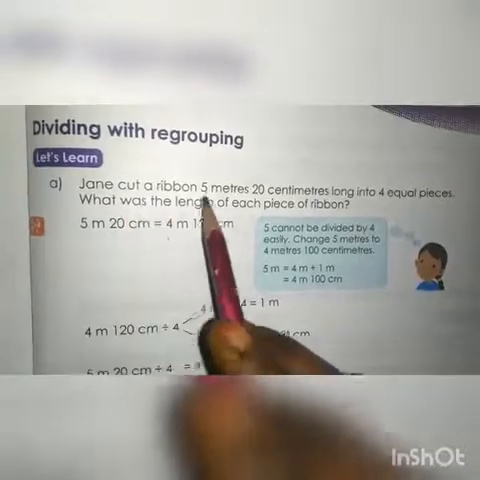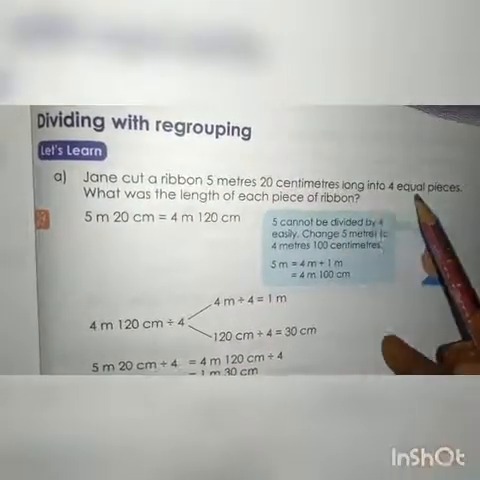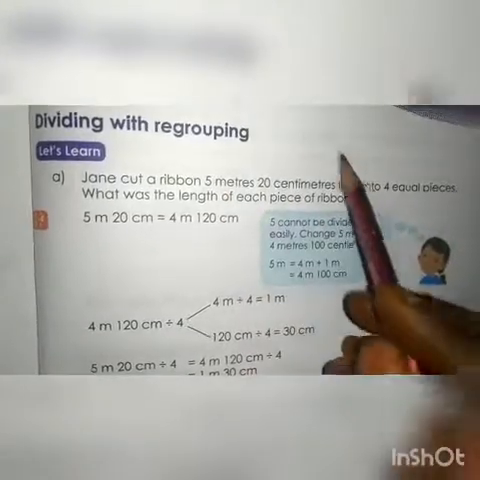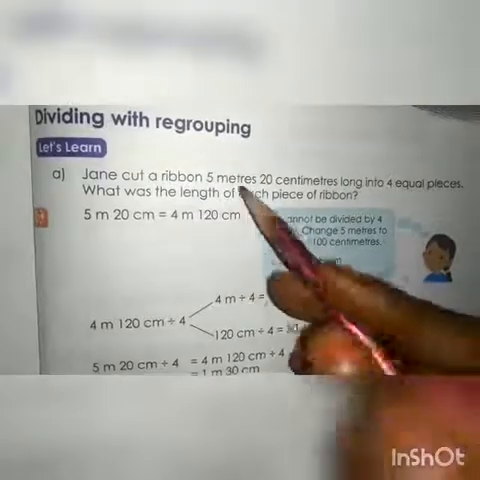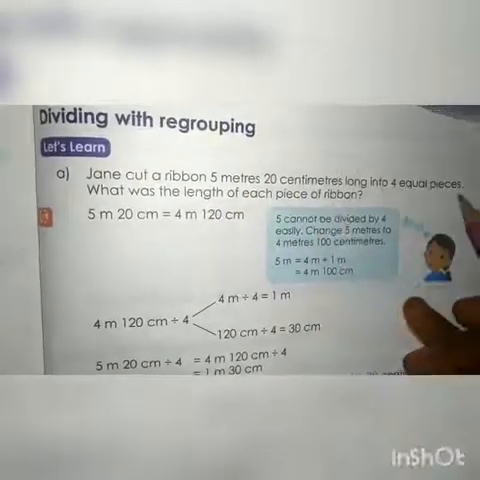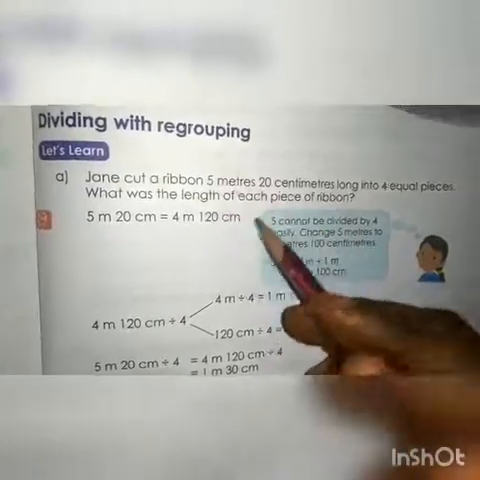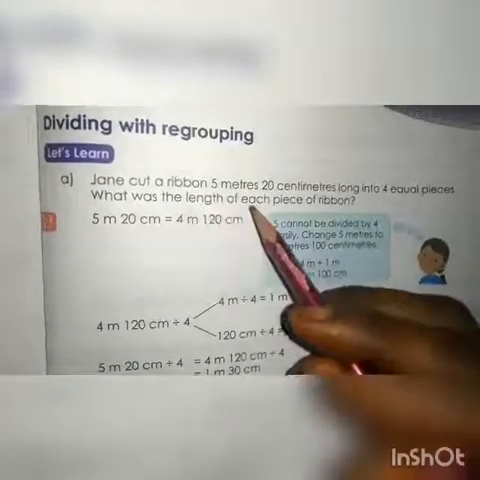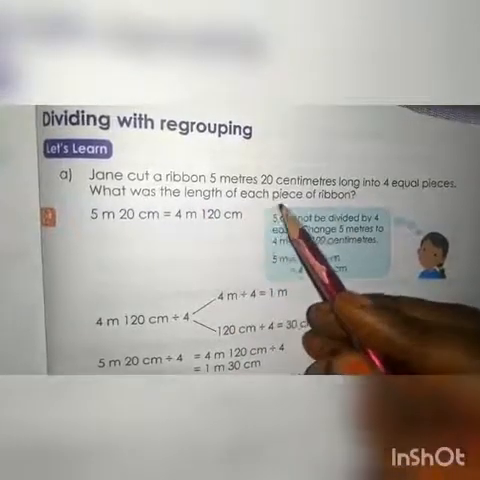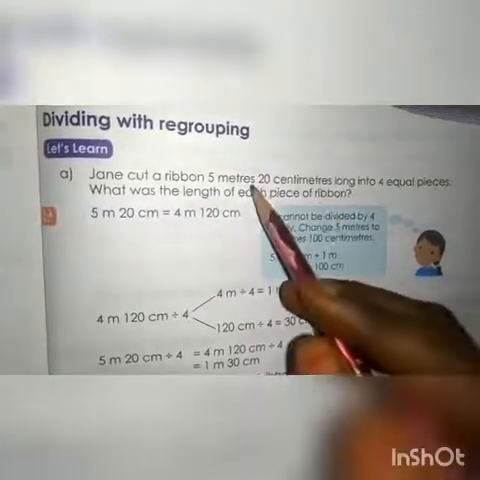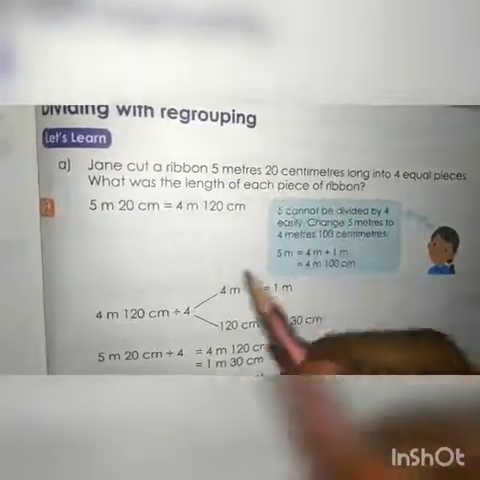Jane cut a ribbon 5 meters 20 centimeters long into 4 equal parts. We have to divide this measurement into 4 equal pieces. What was the length of each piece of ribbon? If we divide this by 4, then we will get the length of each piece of ribbon.